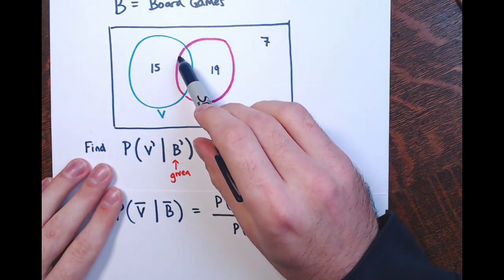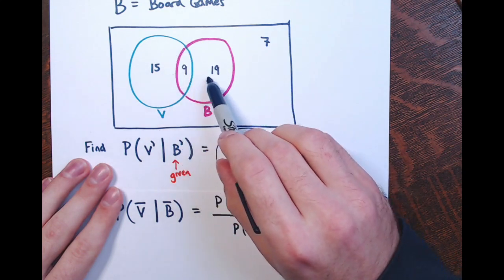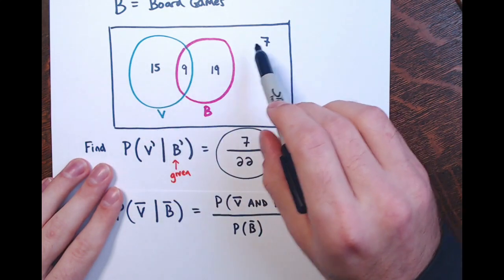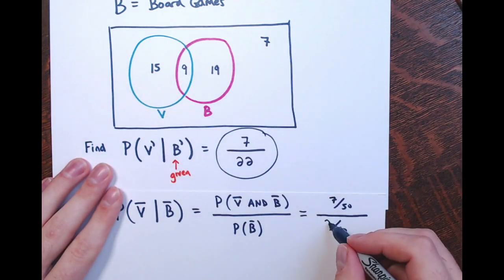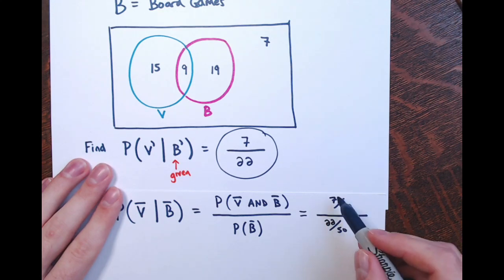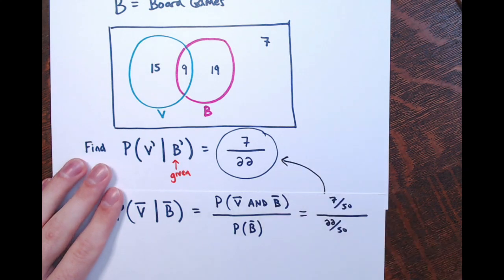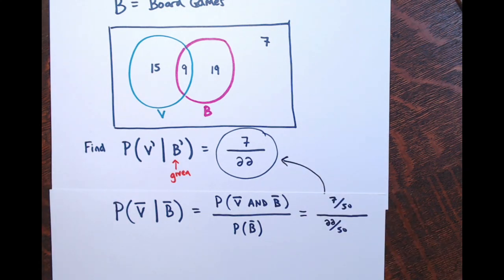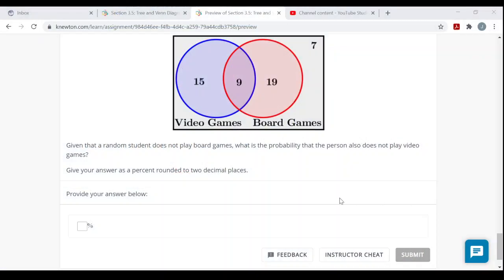Again, just here's the board game people, these 28. So the ones that don't play board games are the 22, the 15 and the 7. And then, you can see hopefully that the 50s would eventually cancel and I'd be left with 7 out of 22. So however you want to see it. All right, you get 7 out of 22. So back here.